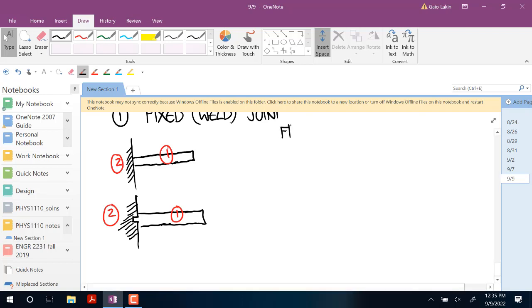Then a free body diagram of 1 looks like this, F1, 2. And then, so that's the force that says there's no motion between the two. And then there's also a couple, and you can call that M1, 2.